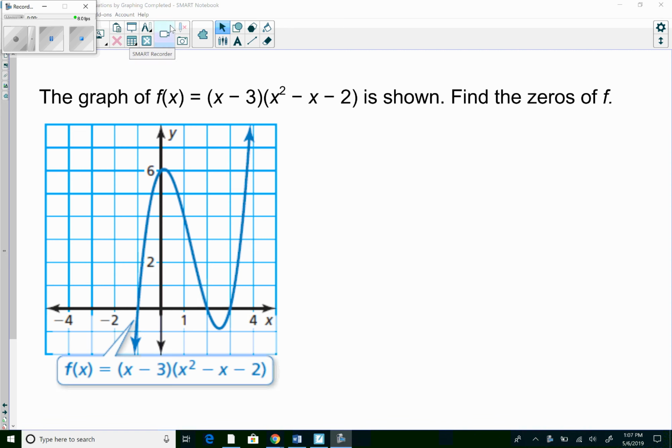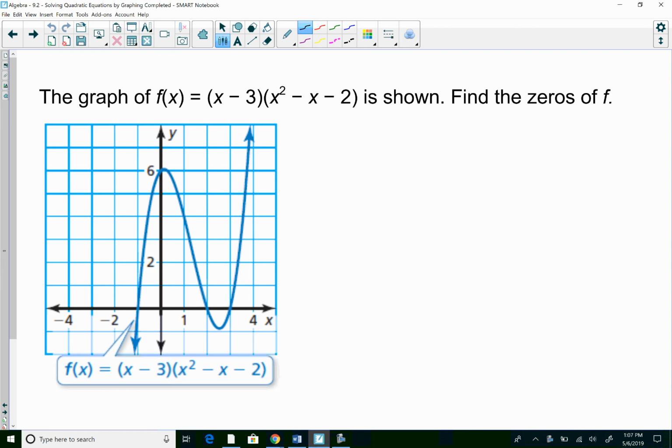Hey everyone. So we just have two more examples to do really quickly in section 9.2, which again is just solving quadratic equations by graphing. This first example here is really super quick. They just want you to find the zeros of f.